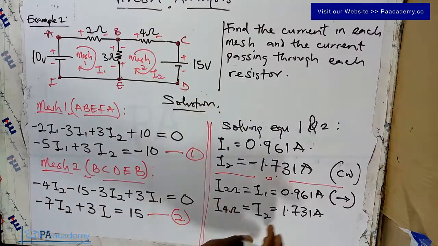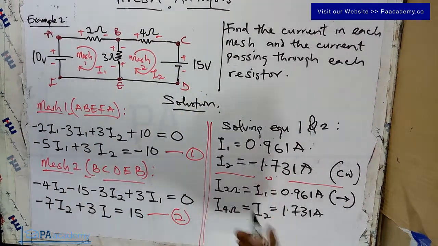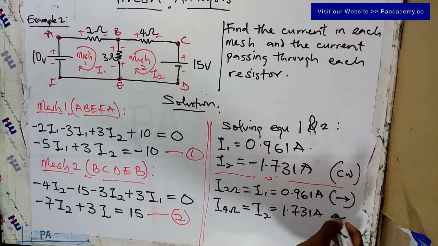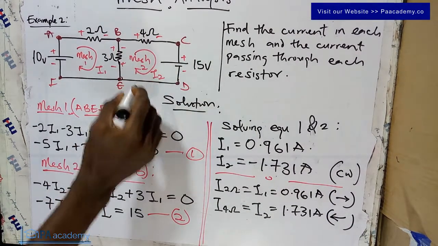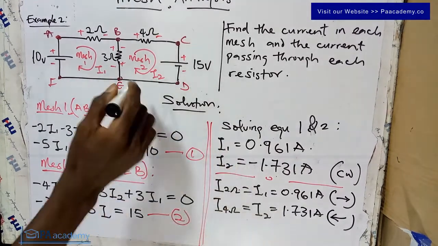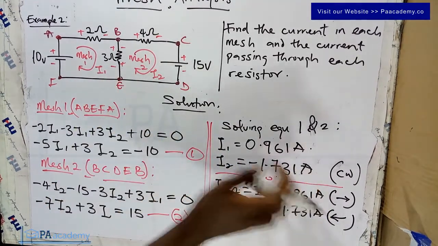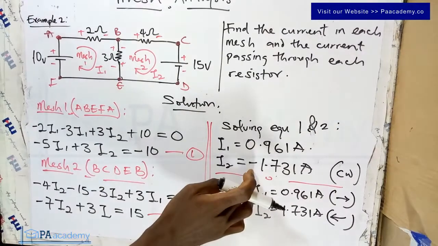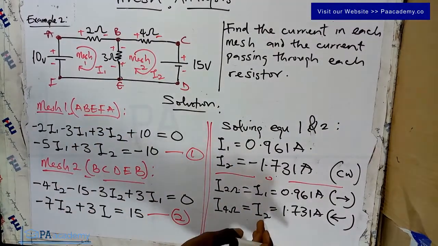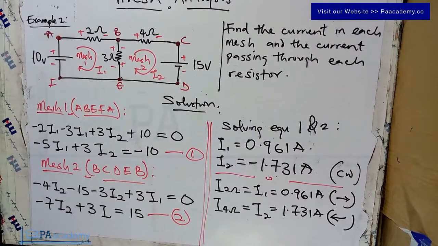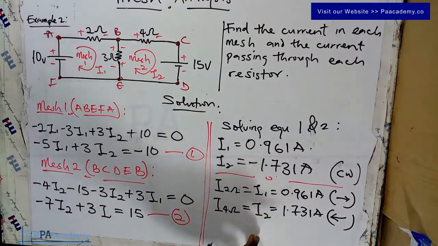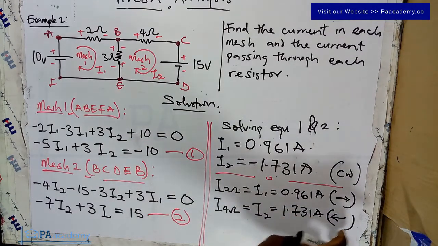And I've said that since we don't want the negative, we are going to indicate that it is in the opposite direction. I hope that is clear. This is the direction that we assumed for I2, but since our answer is negative, that means the answer is still 1.7, but because of the direction we picked, we are getting a negative answer. So our I2 will be 1.731 amperes in this direction. So always indicate the direction.